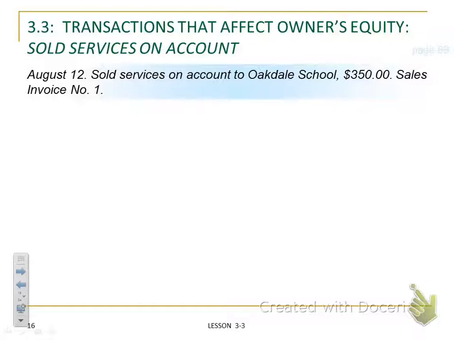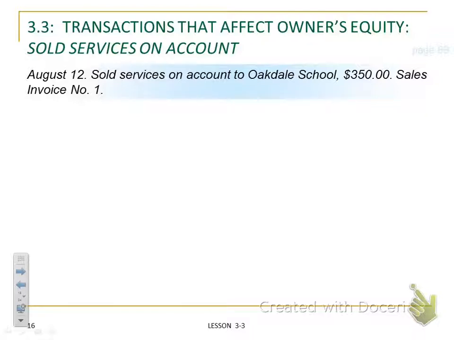That transaction was recorded on a sales invoice number 1. As we have done in both chapters 1 and 2, we're going to break that transaction down into the components or the accounts that are affected by that transaction. So we're going to ask ourselves, what accounts are affected? We have sold services on account. So we know that sales are affected, and in this case we sold them on account, so we have accounts receivable, and in this case it's Oakdale School for $350.